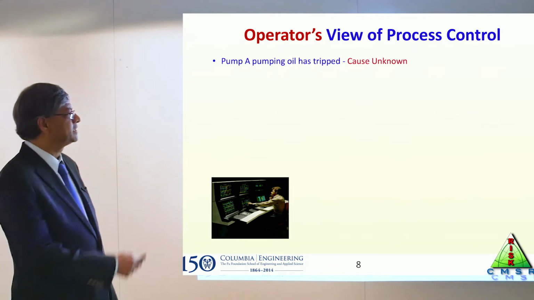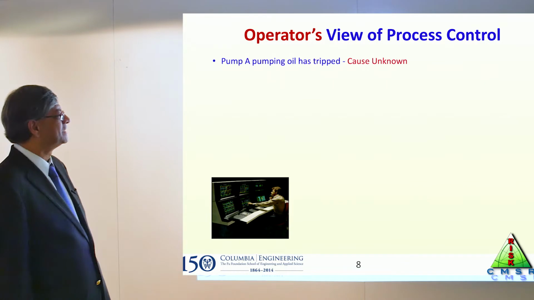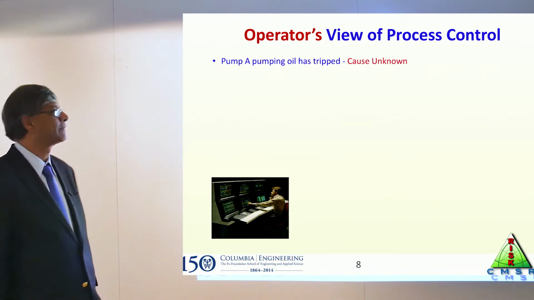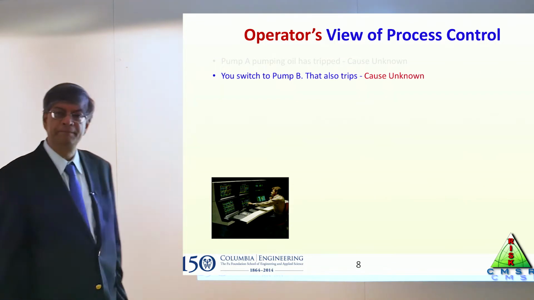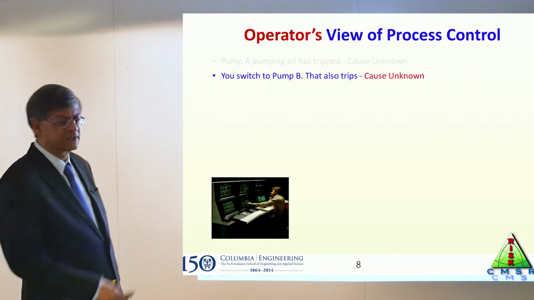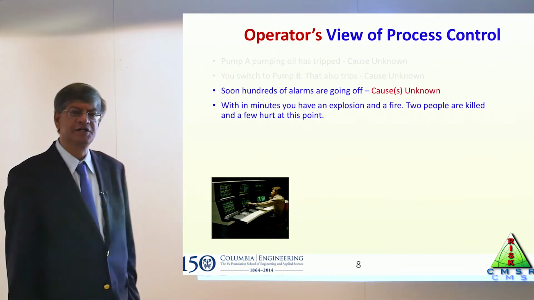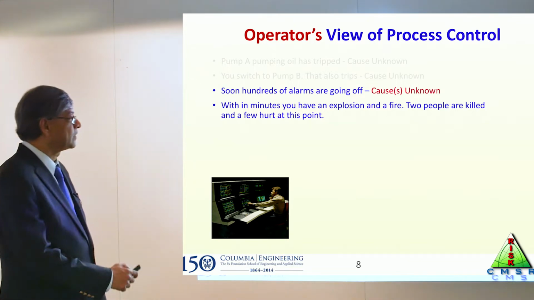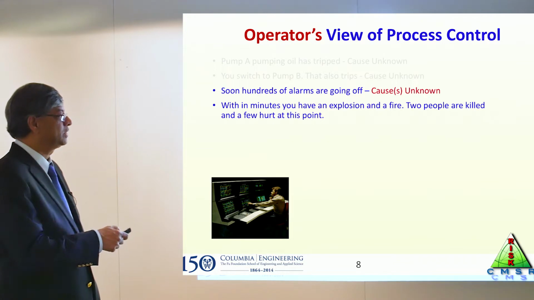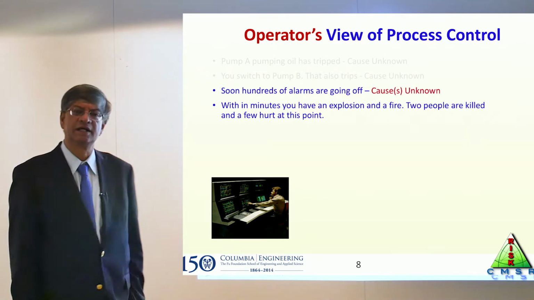Now let's say that on this day, pump A is pumping oil and it has tripped. The cause is unknown. So you switch to pump B. But in a few minutes that also trips, and the cause is unknown. Pretty soon hundreds of alarms go off and you don't know whether they're all related or independent causes. And within minutes you have an explosion and a fire, and 2 people are killed and a few hurt.